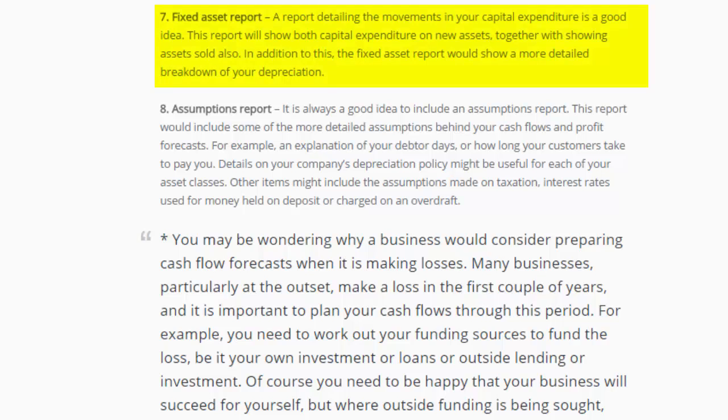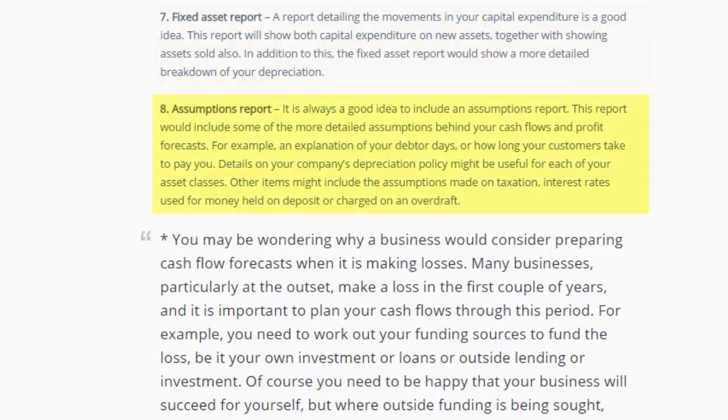A detailed fixed asset report is useful too. So, on the face of the cash flow, you just see totals of capital expenditure, whereas the fixed asset report might split this out into a bit more detail between additions, disposals, and your depreciation information.